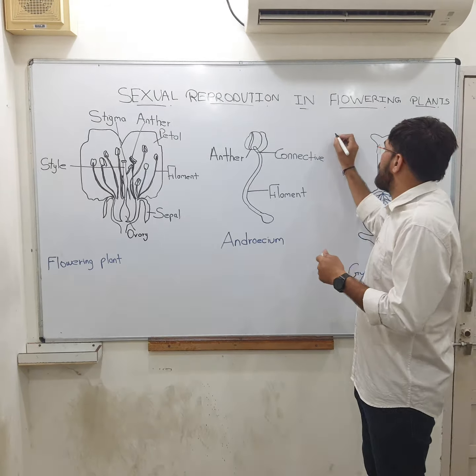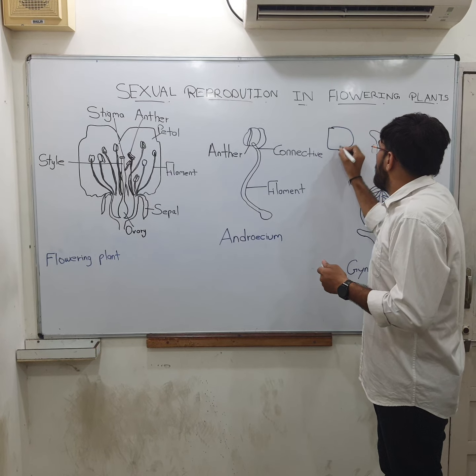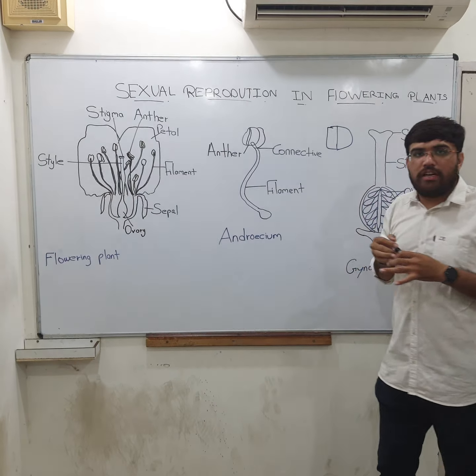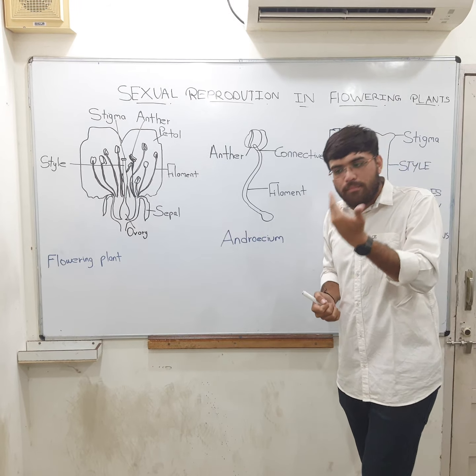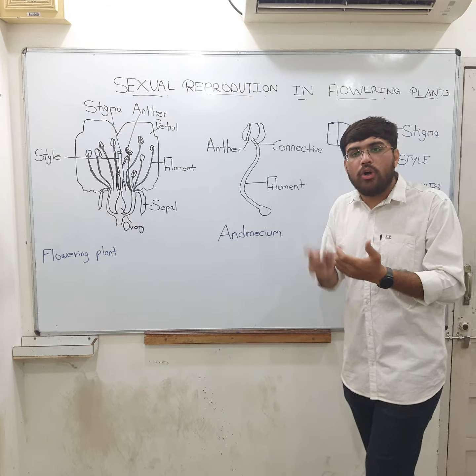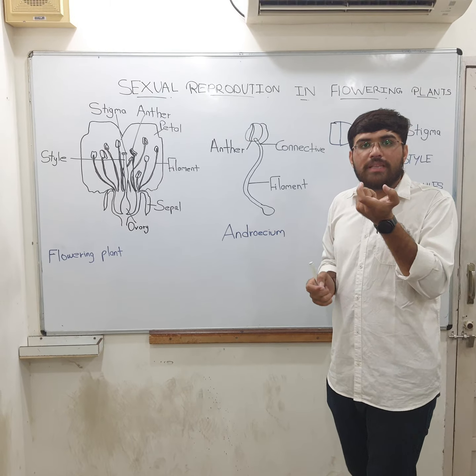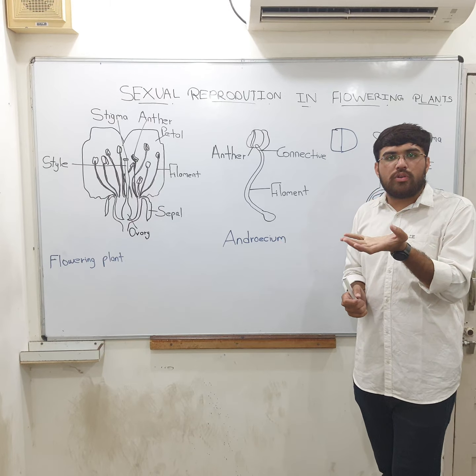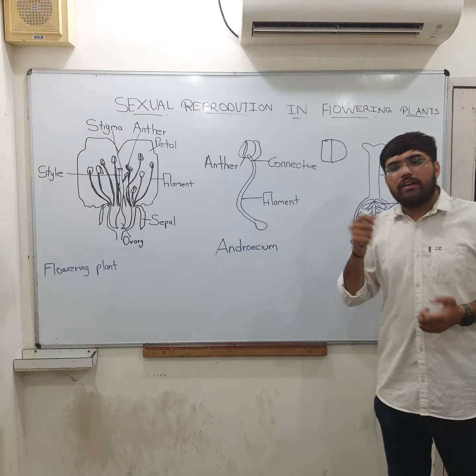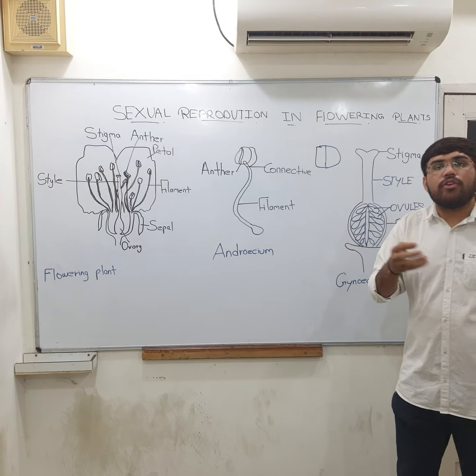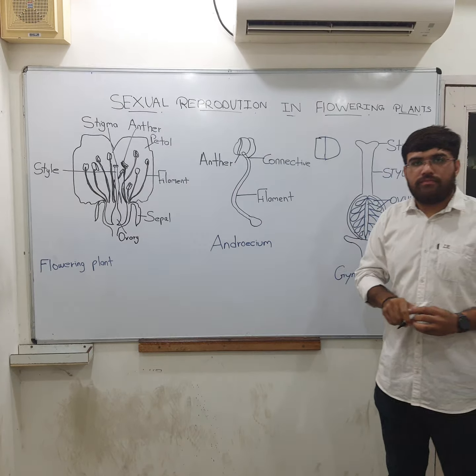Anther is a bilobed structure in which pollen grains are formed. And the formation of pollen grains is called microsporogenesis. Micro means small, sporo means spores or pollen grains, and genesis means formation. So the pollen grains are produced in the anther.